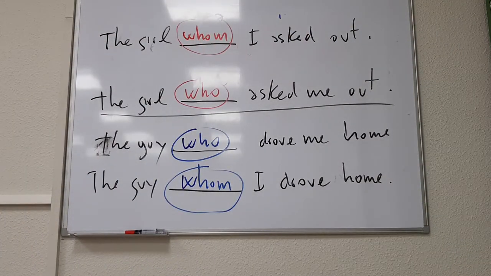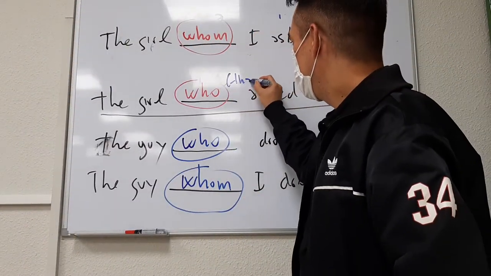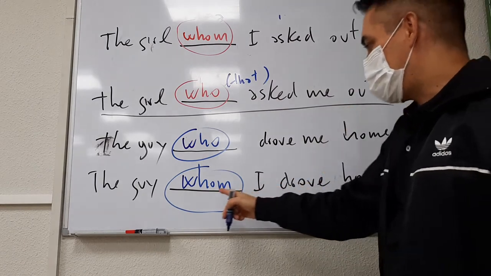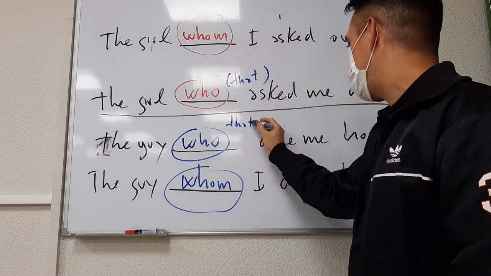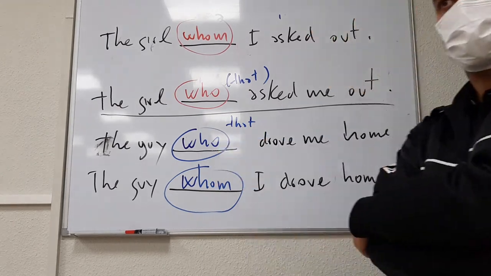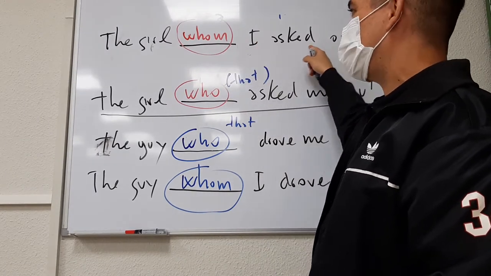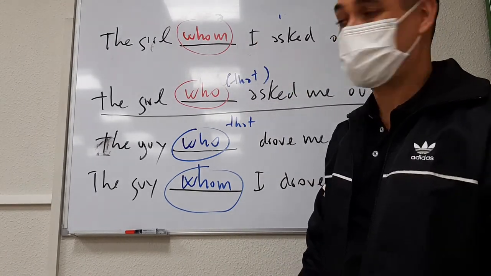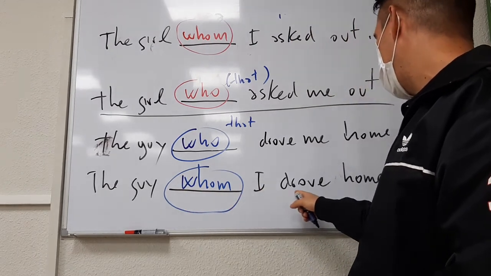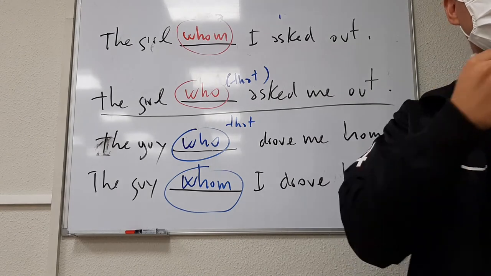George: the who without M can be substituted by that. The girl that asked me out, the guy that drove me home. I agree with you. This one can be substituted by that. Can this one? The girl that I asked out? Maybe it can also work. The guy that I drove home? Maybe it could also work. Any other explanations?